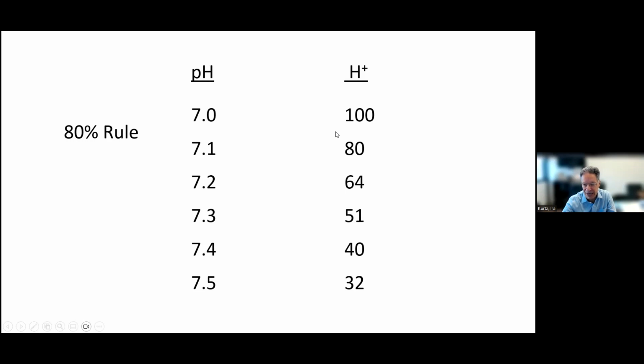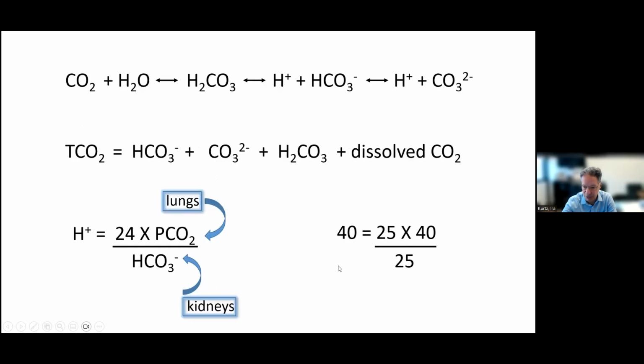But if you want to do it in your head, a very simple rule is what's called the 80% rule, where you take a pH of 7, which is a hydrogen ion concentration of 100, and then you just keep taking 80%. So 7.1 is 80, 7.2 is 64, 7.3 is around 50, that sort of thing. 7.4 is 40. And you can interpolate in between if you want to get things halfway. So that's sort of a quick and dirty way of very quickly converting the pH to a hydrogen ion concentration, and then going and checking this formula if you want.